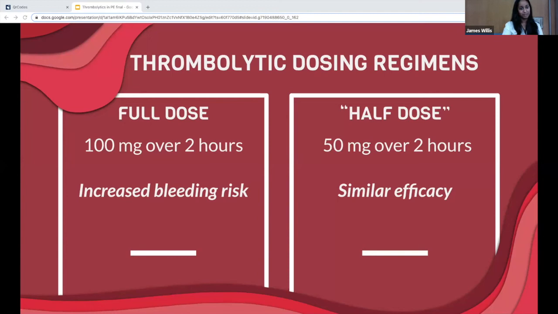There was one prospective study by Lang et al., a multi-center randomized control trial, looking at about 118 patients, which compared full dose versus half dose and showed no difference in outcomes at 24 hours and 14 days. They looked at things like improvement in right ventricular function and lung perfusion deficits, which were the same in both doses, but less bleeding risk in the half dose patient population.